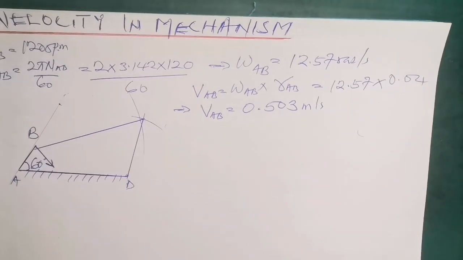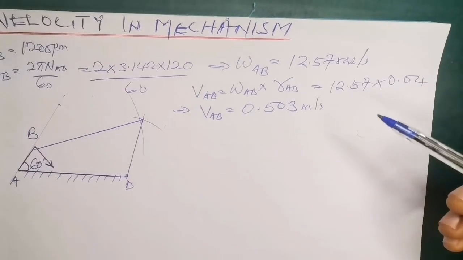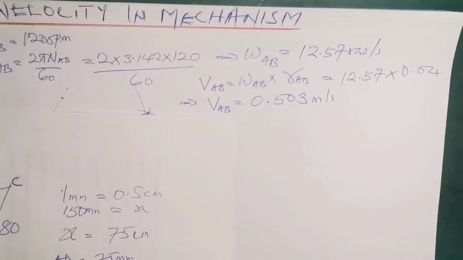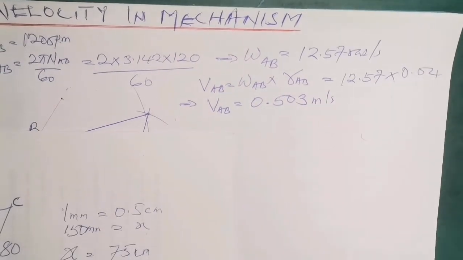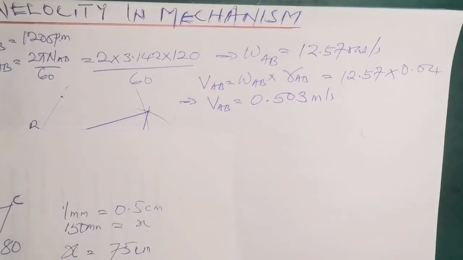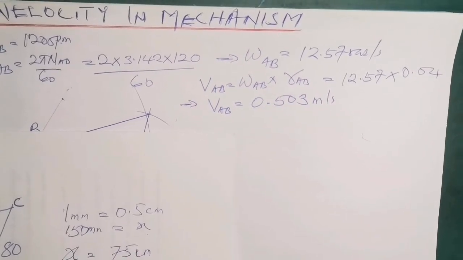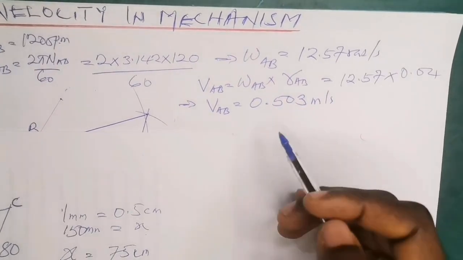You can't draw this with your meter rule. It will be a very small dimension. So you simply take a scale that will increase the speed, because we now need to draw a velocity diagram, and it is from the diagram that we can find the velocity of the other links, right? So you simply take a scale that will increase this velocity.